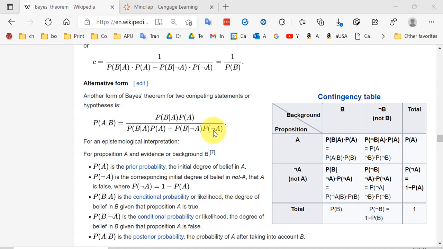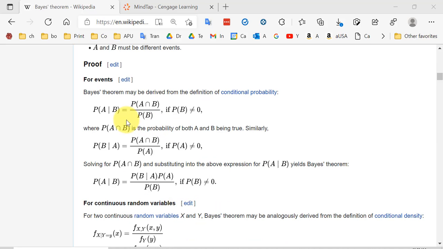But this is read "not A," or in the language of sets, A complement. This would be A complement, and this would be A complement. So it's not too bad, really. And Bayes' theorem and this second version of it can be proved very simply, very easily, and very quickly. All we need to do is write the definition of conditional probability.